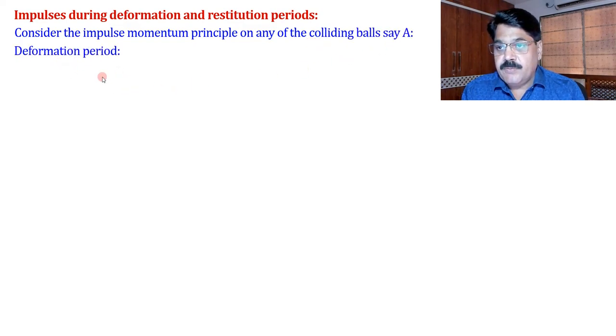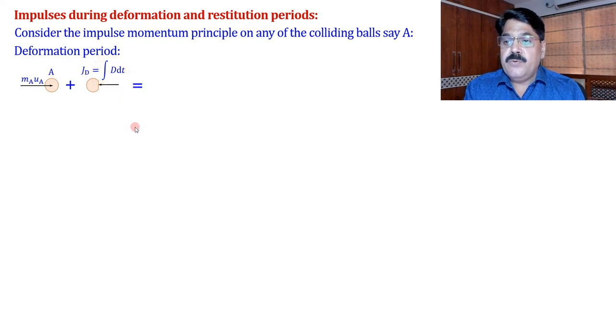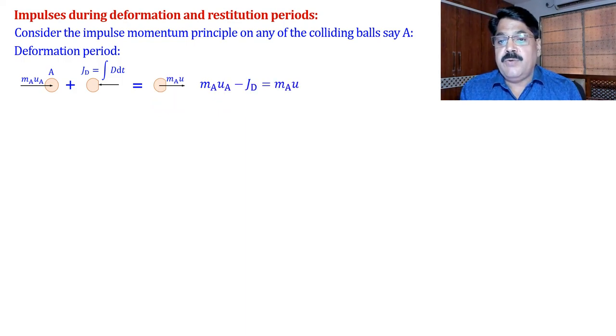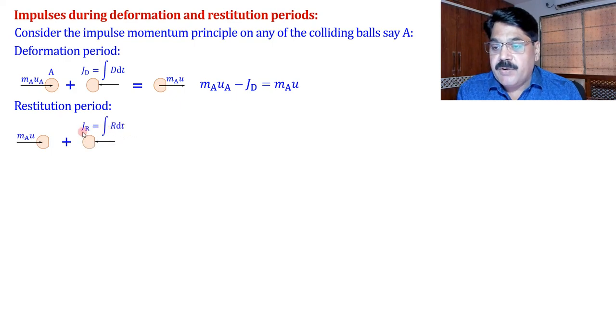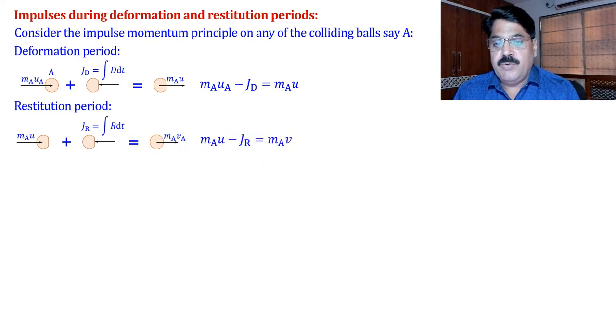Deformation period. What is the impulse momentum equation and diagram? Here, initial momentum, impulse of the deforming force during the deformation period, we give it the symbol J of D, because writing this many times will be cumbersome. So it will be again M_A U. So the equation is M_A U_A minus J_D is equal to M_A U. Similarly for the restitution period, M_A U, again minus the impulse, we call it J of R, is equal to M_A V_A. So the equation is M_A U minus J_R is equal to M_A V_A.